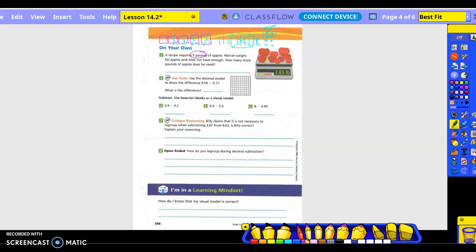So what am I left with? I'm left with 1 flat. So 1. And how many longs? 3. And how many small cubes? So 1 in 3,500 pounds.